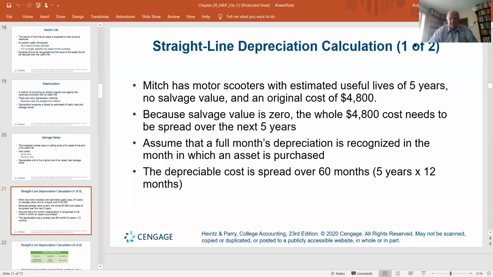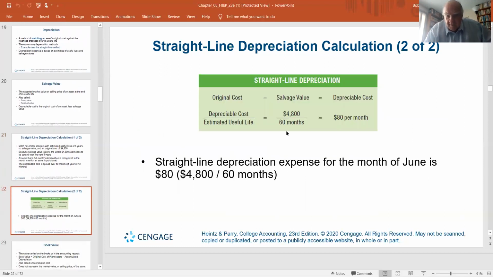And here we go, straight line. Straight line's pretty basic. Mitch bought motor scooters. He paid $4,800, and he thinks they're going to last 5 years. 5 years times 12 is 60 months if we want to break it into months. There's no salvage value apparently. So a month's depreciation is recognized every month. We're going to spread it over 60 months. So 4,800 divided by 60 is $80 per month.